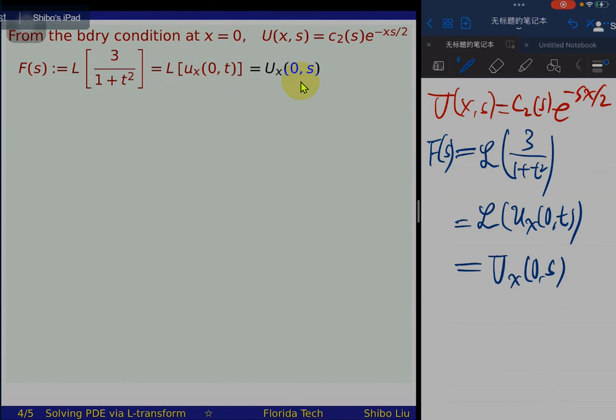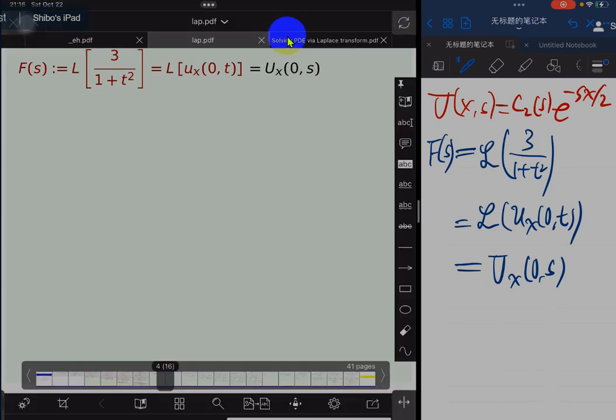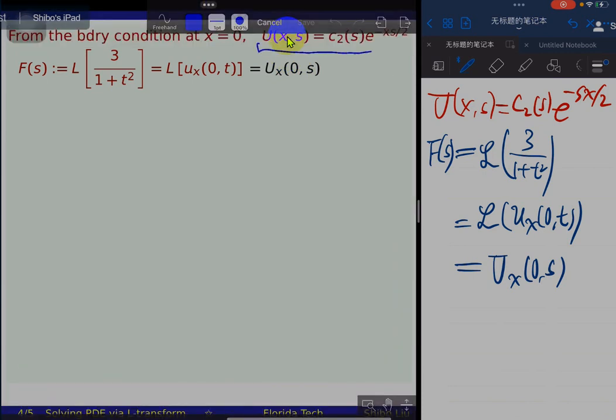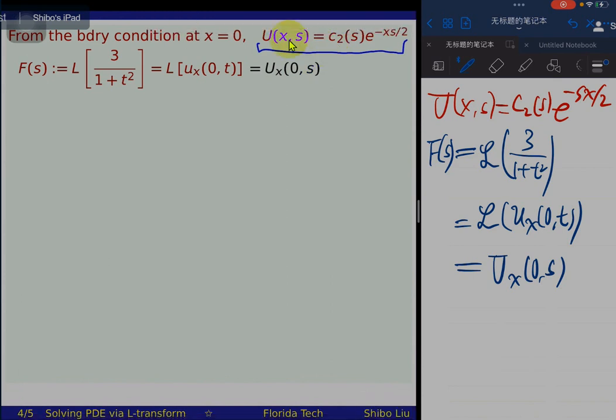Okay, so we have, using this result, using the expression for capital U here, you can take the derivative of capital U with respect to x and then let x equal to 0. So you can see that capital U_x at 0 is precisely minus s c2 divided by 2. Okay, that is easy.